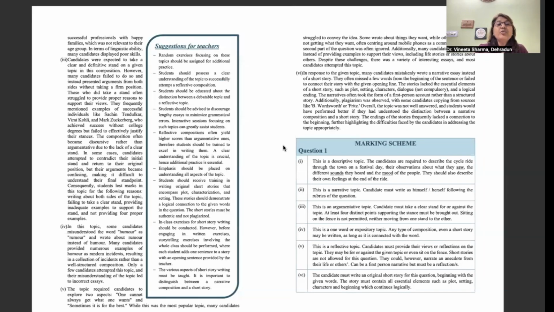Candidates were expected to take a clear and definitive stand on a given topic in this composition. However, many candidates failed to do so and instead presented arguments from both sides without taking a firm position. See, children, argumentative composition means either side, either for or against. You can't take both. See, for example, you have to give 4 points, है ना?